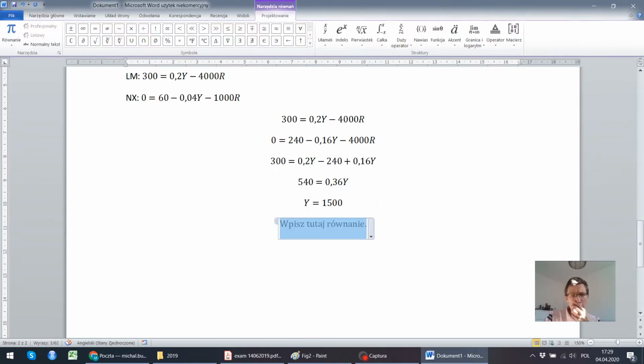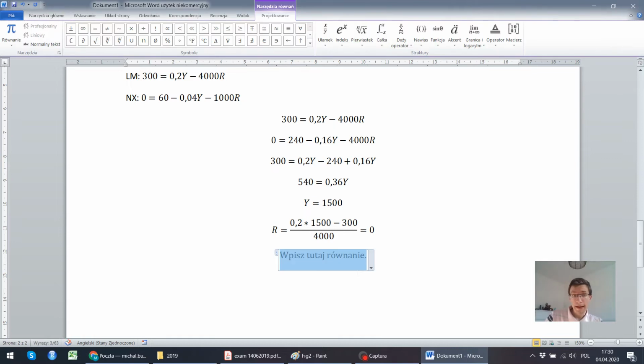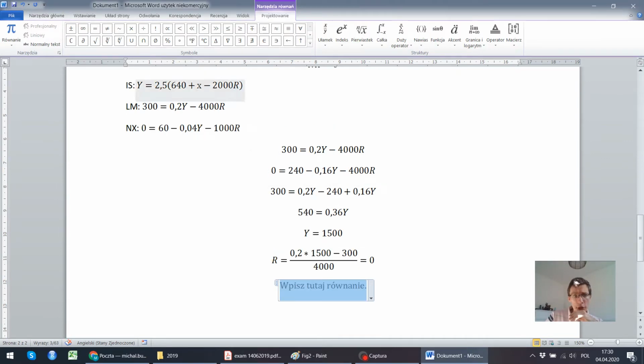We can immediately compute the new level of the interest rate, R equal to what? 0.2 from the first equation times 1500 minus 300, and here everything is over 4000. Okay, so this is the new level of the interest rate, and we will get that this interest rate is equal to exactly 0.